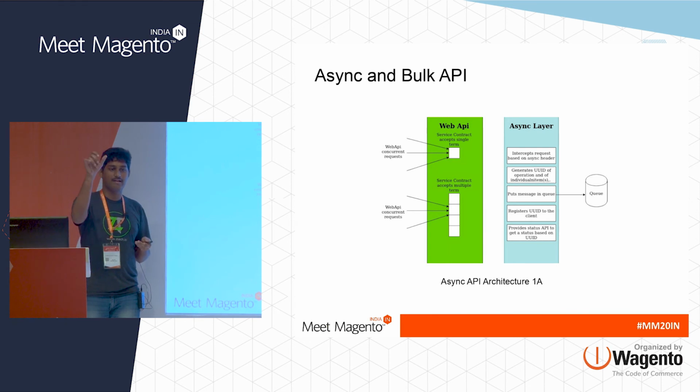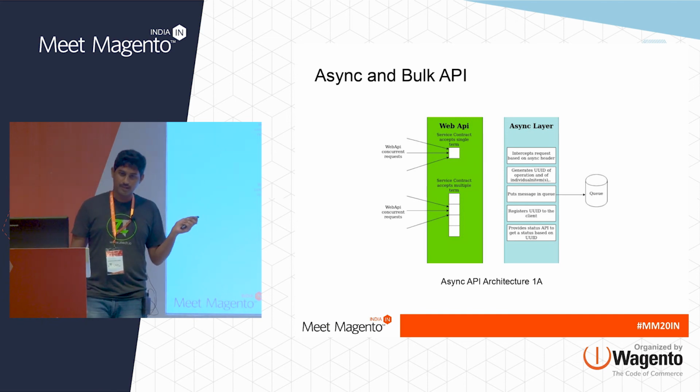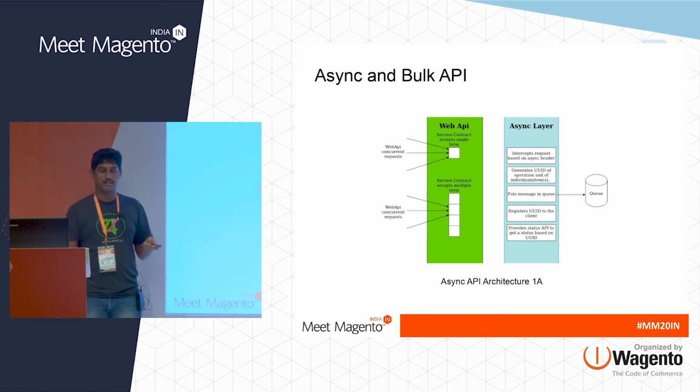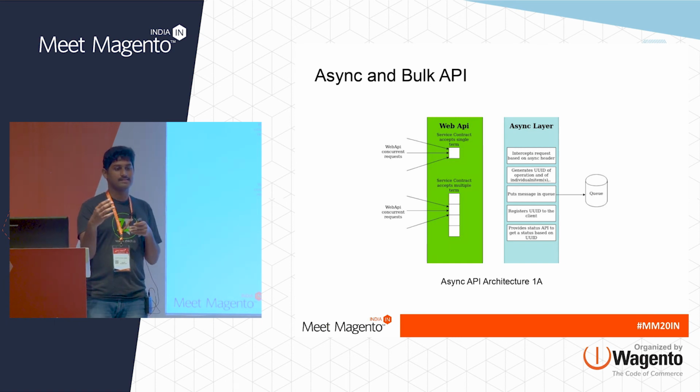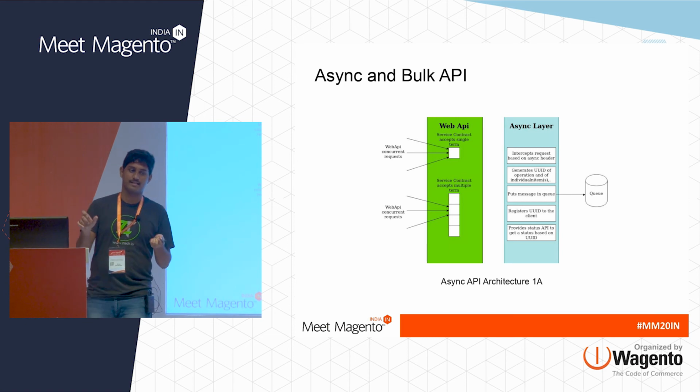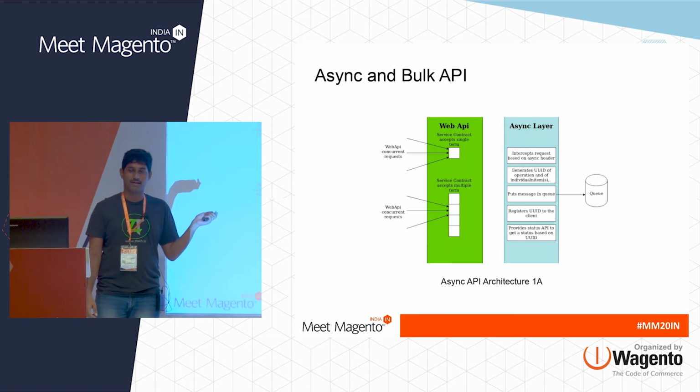So you will have a list of UUIDs for all the payloads, and then they will be pushed to the queue. In the queue, it will wait for the CPU load to be down, and then it will process. And if you want to know the status of a resource, for example, I have created a product, there is an API called the status API. You hit that and you will get whether it is processed, completed, or failed.